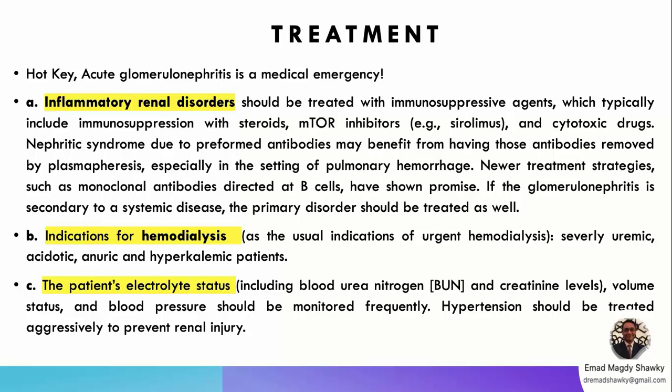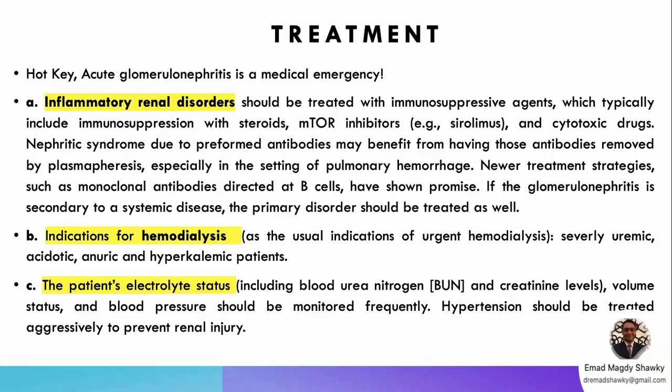Nephritic syndrome due to preformed antibodies may benefit from having those antibodies removed by plasmapheresis, especially in the setting of pulmonary hemorrhage. So it's very easy and logical. If I know that the problem is antibody mediated, like the anti-GBM disease, I clean this plasma from the antibodies, because all our antibodies are in the plasma. So if I exchange the plasma of the patient with new plasma, I will decrease the antibody load.